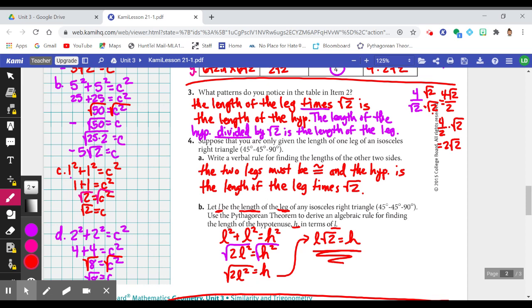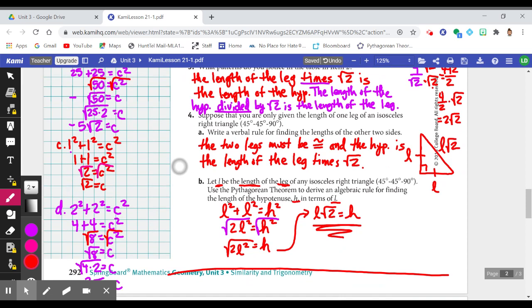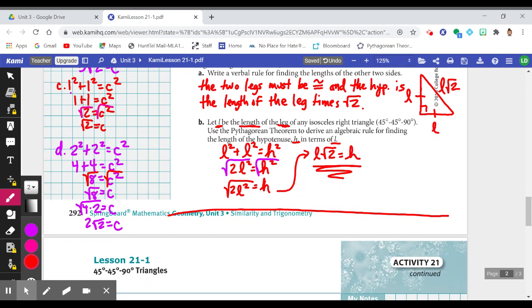So if I tell you one leg of an isosceles right triangle, draw one real quick, you know that the length of the other leg is the same measure, and then the hypotenuse is the length of the leg times the square root of 2. Notice they wanted us to do that kind of idea here and just prove it using the Pythagorean theorem, using L for leg and H for hypotenuse.